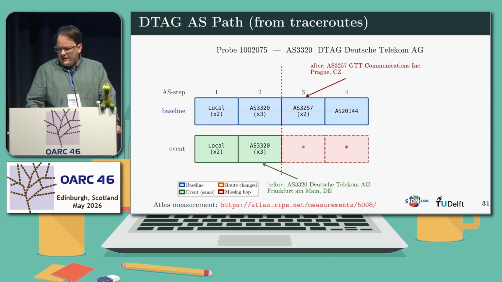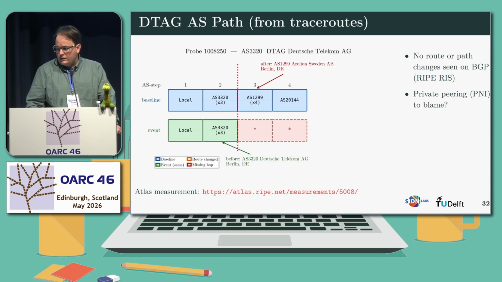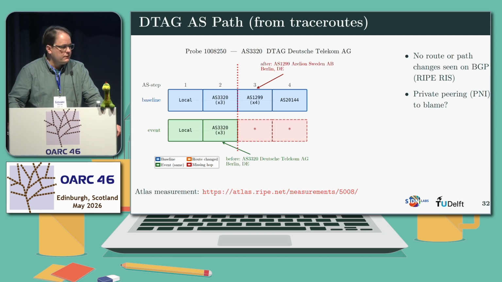And I think I have another probe here. This one doesn't use GTT, but uses Arelion in Sweden to get to ICANN. Same idea, but they were not able to leave the Deutsche Telekom network. And I then went down the rabbit hole. It's not in the slides here, but I got the RouteViews and RIS datasets from RIPE, and I looked at the announcements for R-Root to see what happened. Nothing, no path changes, no nothing.